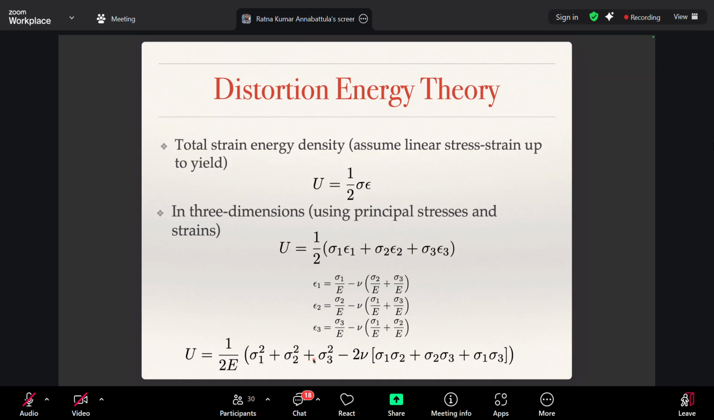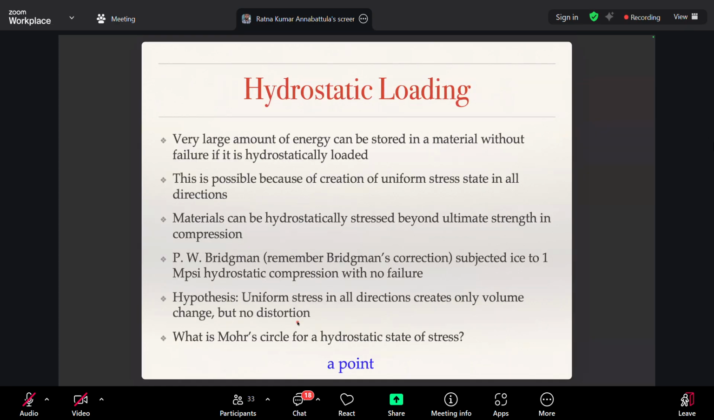The old school of thought was that when this energy in a material becomes equal to the total strain energy at the onset of yielding, that means 1/2 sigma y times epsilon y of that particular material, that is when yielding happens. But later the data proved them wrong.